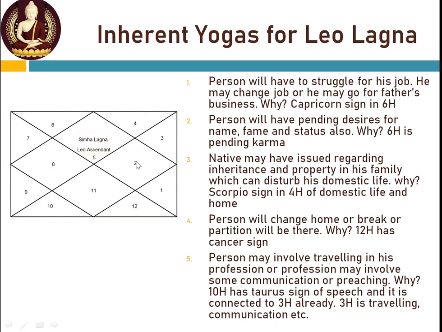So speech, and the 10th house is profession. So the person may use speech in the profession. It means he may have a profession related to preaching, teaching, or he may have some business. Seventh, the Libra sign is also business, communication business. So he may be involved in some communication business which involves very much money. Why? Taurus sign is money. So the money sign is falling and it is already connected to the third house. That's why the person may involve traveling in his profession. The profession may involve some communication or preaching, etc.